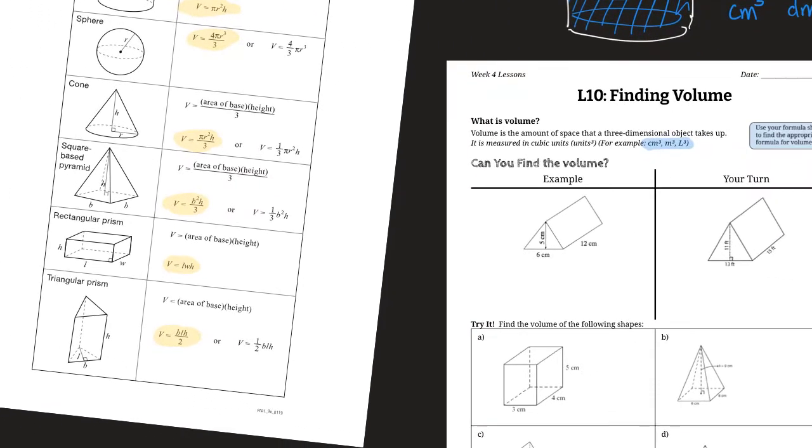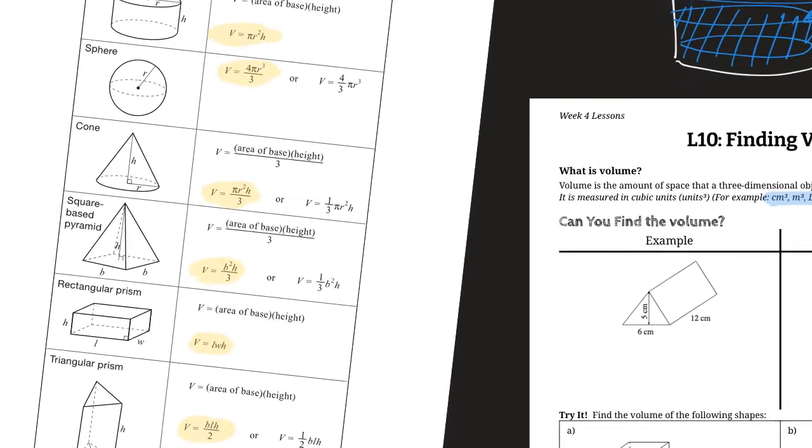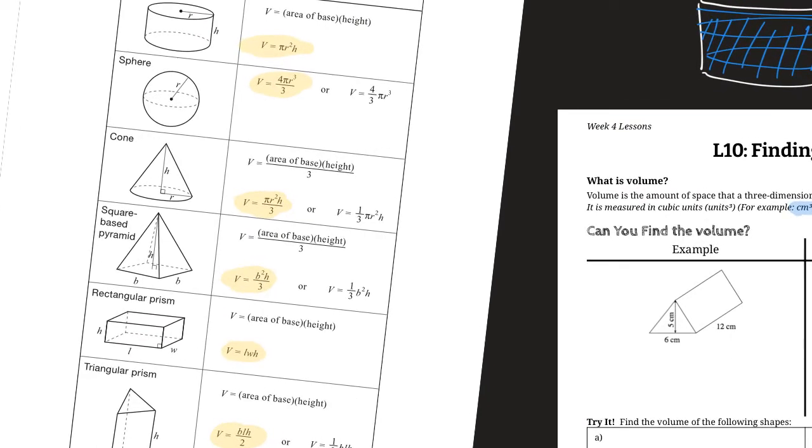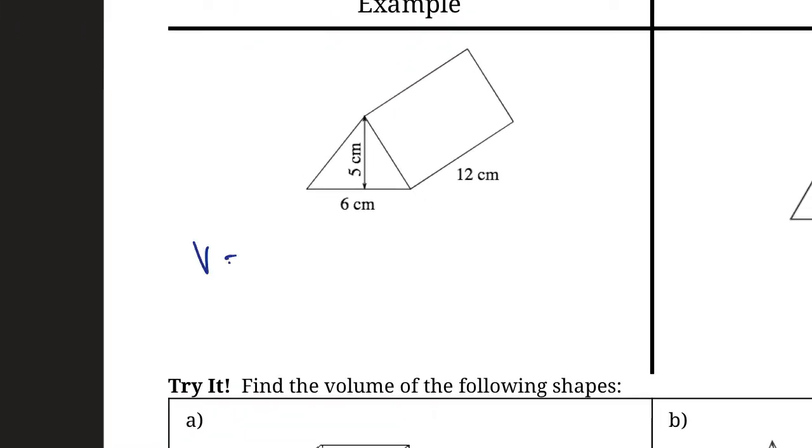So let's do an example. Can we find the volume of the shape? Well, first we need to identify the shape. Which one is it? All the way down at the bottom here, it looks like a triangular prism, right? Because it's got this triangle shape, and the sides are rectangles. See that? The sides of any prism are going to be rectangles. So this is a triangular prism, and we can just copy down the equation for that: V equals BLH over 2. That's always a good first step, to copy down that formula.